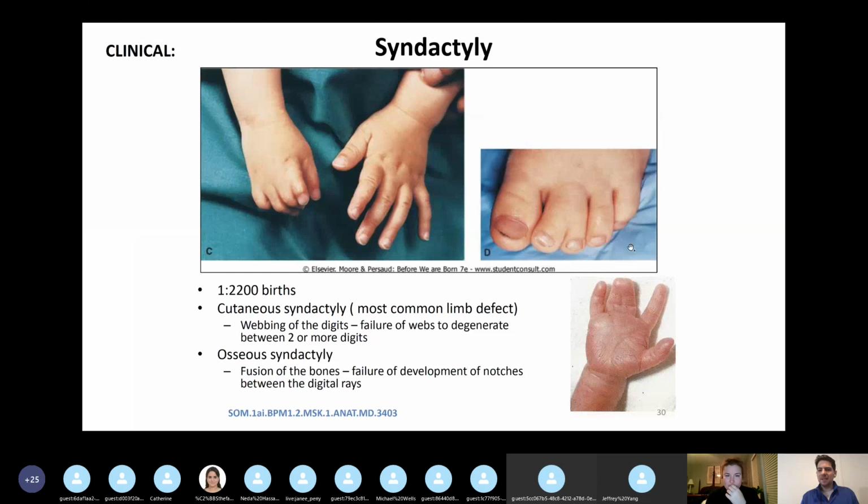So what actually happens is in normal development, you're going to have webbing of the fingers, or they're going to be joined. And then you're going to have apoptosis of the area in between your fingers. So that's going to be normal, and it's going to form the digits, or the digital rays. If that doesn't work properly, you can get syndactyly here. Remember, there's cutaneous versus osseous. Obviously, osseous is going to be the fusion of the bones, whereas cutaneous will be more of a webbing formation.